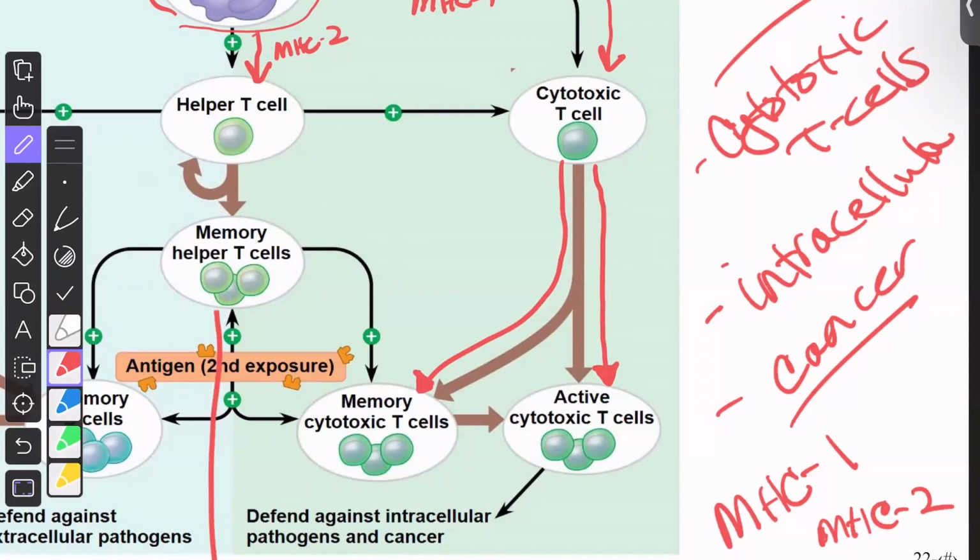Okay. That active cytotoxic T cell is then going to go out and do its job. Okay, sending in the green berets. All right, now, if on the other hand it was an MHC2 molecule, what is going to happen then?